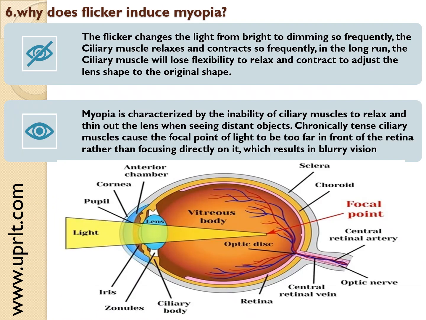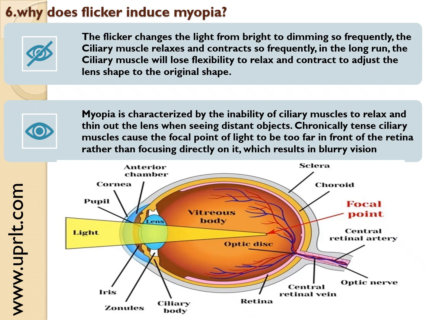Let's find out why flicker induces myopia. The pupil constricts in bright light, then the ciliary muscle relaxes. The pupil dilates in dim light, then the ciliary muscle contracts. The flicker changes light from bright to dim so frequently that the ciliary muscle relaxes and contracts very frequently.